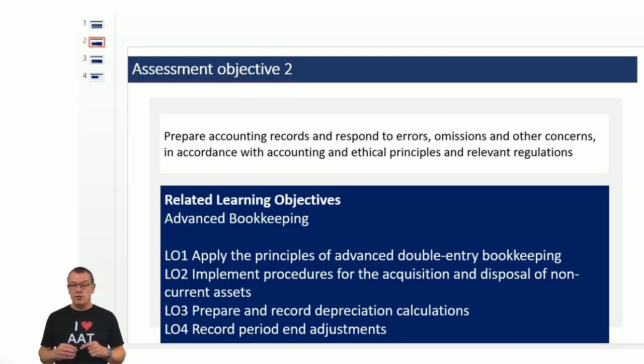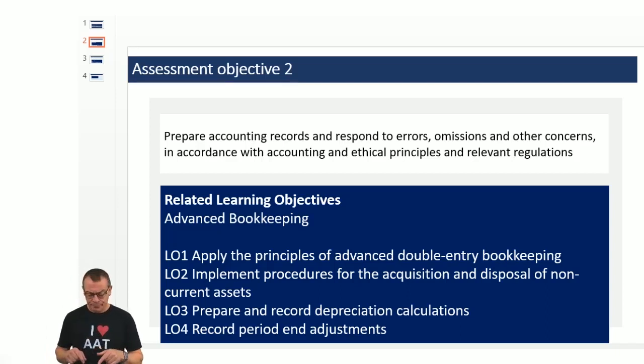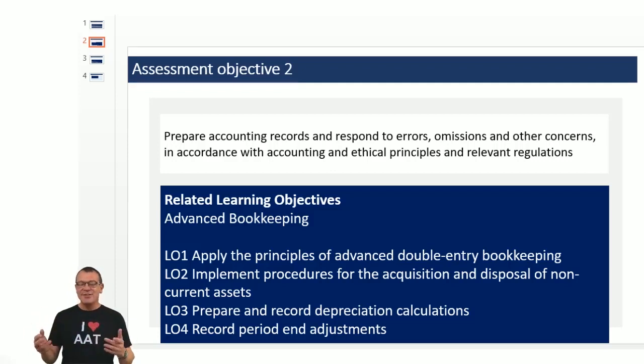Prepare and record depreciation calculations. Again, from the advanced bookkeeping, and there are various depreciation methods, and the double entry bookkeeping required is something you will have studied. So this also appears, or could appear. And then the last one here is the period end adjustments. How do you adjust the accounts for the end of the accounting period? So we've got two sections to cover so far. We've got some ethics and we've got some advanced bookkeeping. So this adds really to the content of this question.